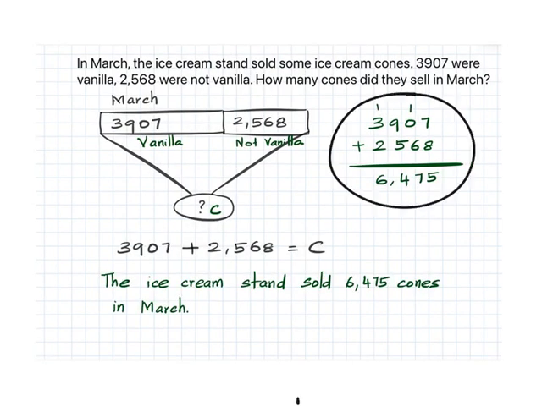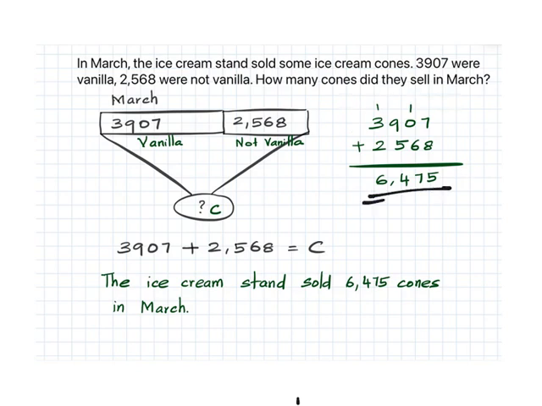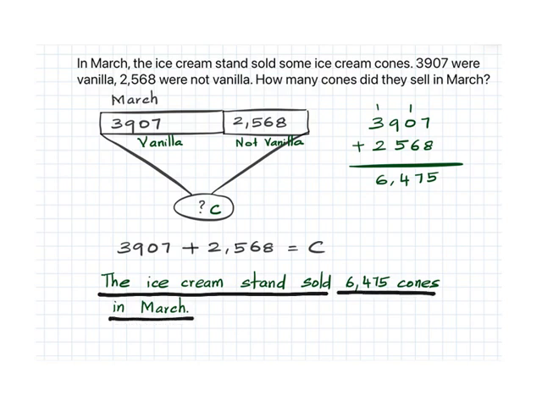After finding the variable C, which is 6,475, let us write the statement. The statement should be the answer for this question. How many cones did they sell in March? So the statement should be, the ice cream stand sold 6,475 cones in March.